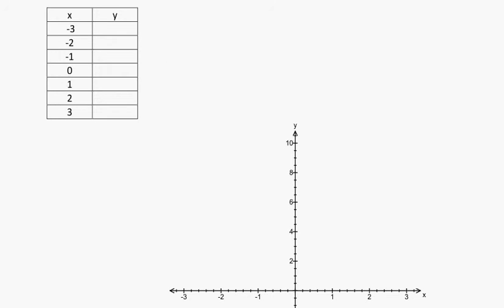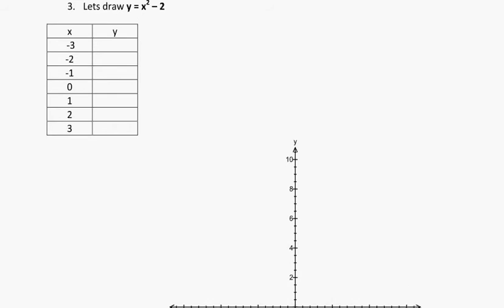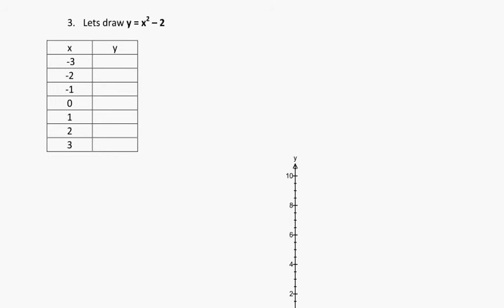Let's have a look. Let's plot it. Plot the numbers first. So when x is negative 3, I better bring the equation into the picture. There it is. When x is negative 3, what is negative 3 squared? That's 9. Take away 2 is 7. When x is negative 2, negative 2 squared is 4. Take away 2 is 2. Negative 1. Negative 1 squared is 1. Take away 2 is negative 1. When x is 0, we're just left with negative 2.